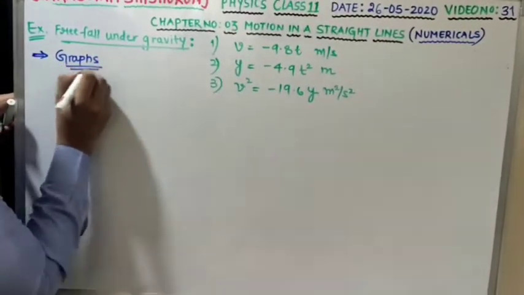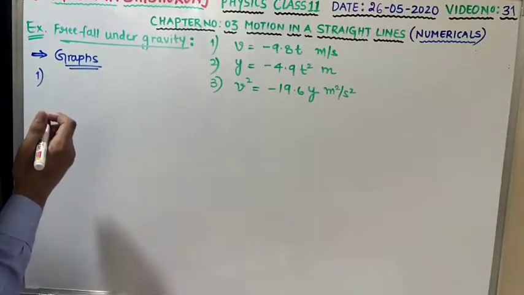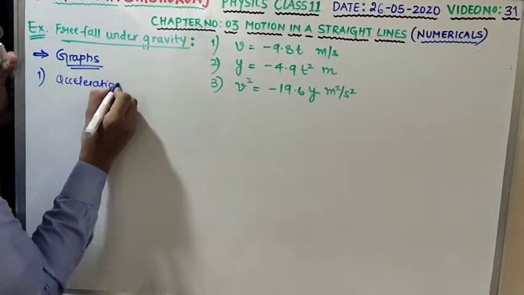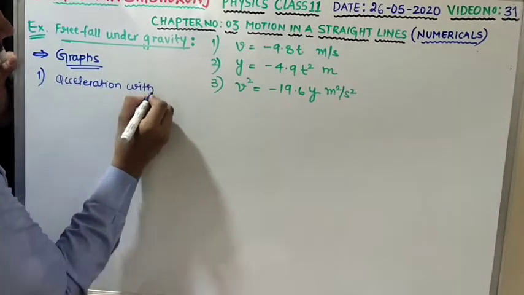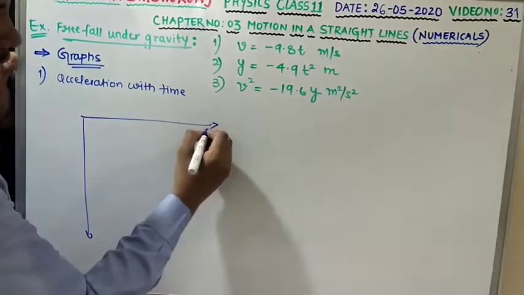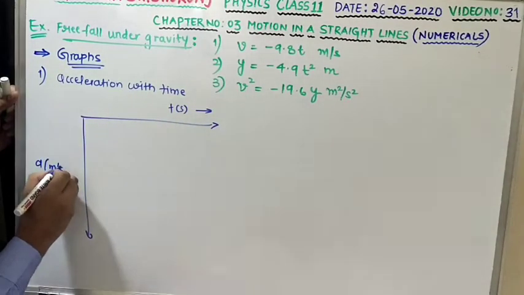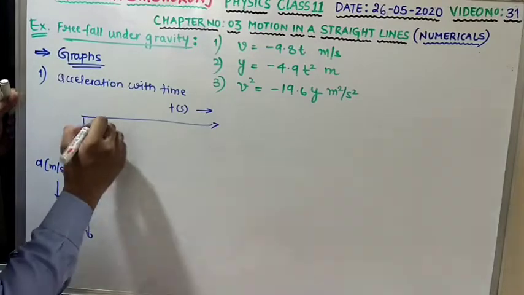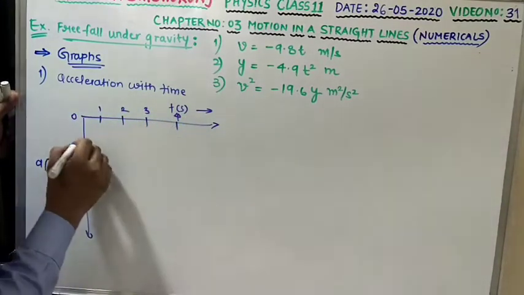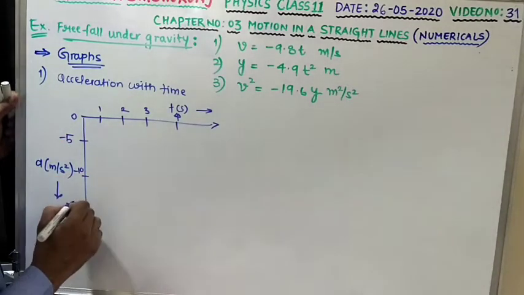Graphs, the first graph I want to plot is acceleration versus time. Acceleration with time I can plot like this. This is my time in seconds, this is my acceleration in meter per second square, like this. 0, 1, 2, 3, 4, this is minus 5, minus 10, minus 15.